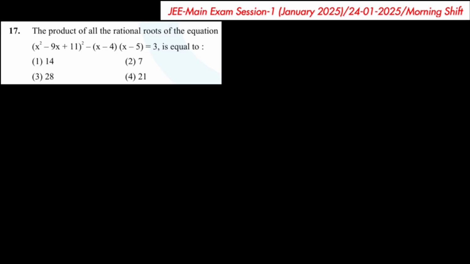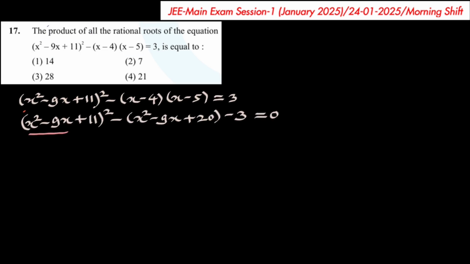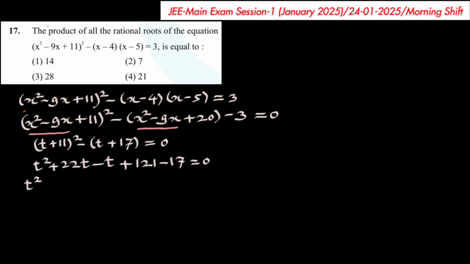In this question we have to find the product of all rational roots of this equation. First we will write the equation as it is, and we will put t for x² minus 9x. This will be t² plus 21t plus 98 equals 0. After solving this, t is minus 7 and t is minus 14.